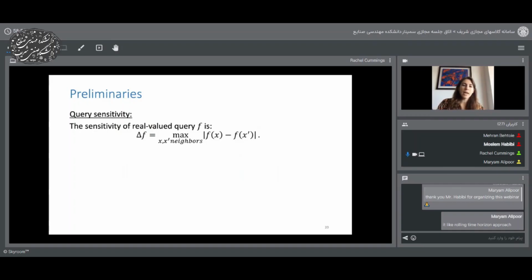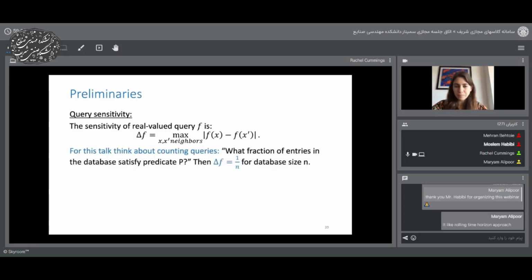So in the context of differential privacy, there's a notion of query sensitivity, and this is basically the maximum amount the function value can change if you were to change one person's data. And I will denote this delta F, and this is going to be the max over these neighboring databases of just an absolute value change in the function's value.